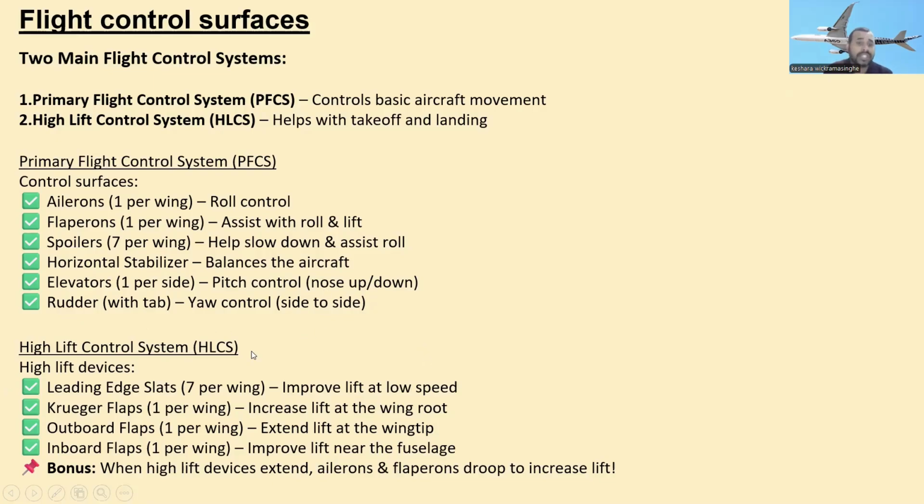And the high lift control system, HLCS, high lift devices: leading edge slats, 7 per wing, so 14 for the aircraft, improve lift at low speed. Krueger flaps, 1 per wing, so 2 Krueger flaps per aircraft, increase lift at the wing root. Outboard flaps, 1 per wing, extend lift at the wingtip. And the inboard flap, 1 per wing, so 2 per aircraft, improves lift near the fuselage. As a bonus tip for you: when the high lift devices are extended, the ailerons and flaperons droop to increase the lift.